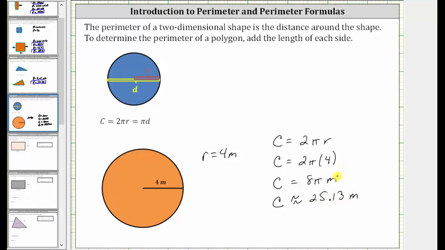So we have the exact circumference of the circle, which is 8 pi meters, and we have the approximate circumference of 25.13 meters.